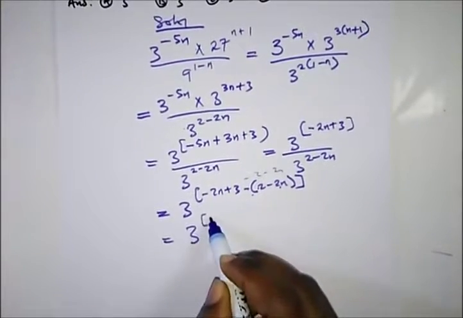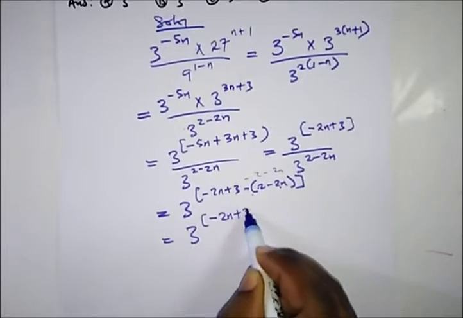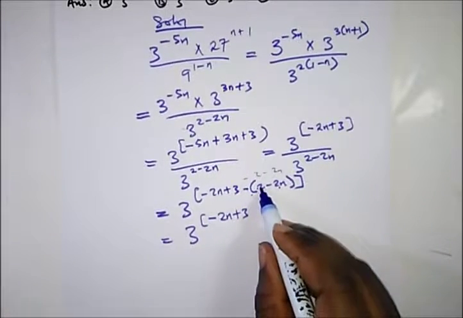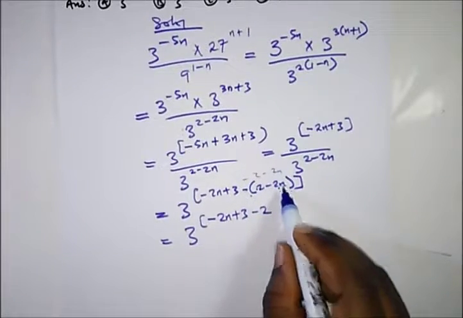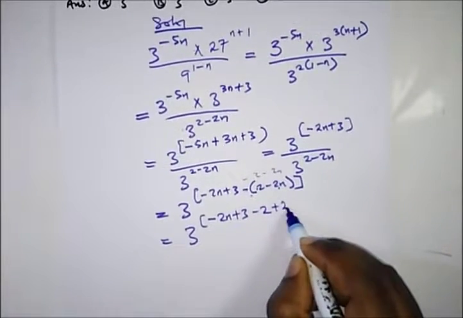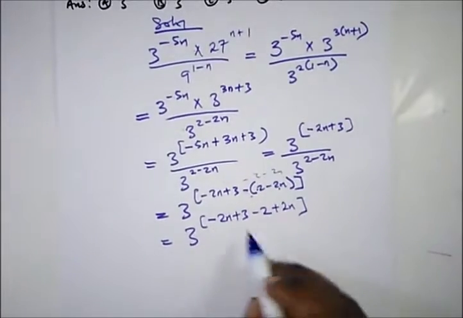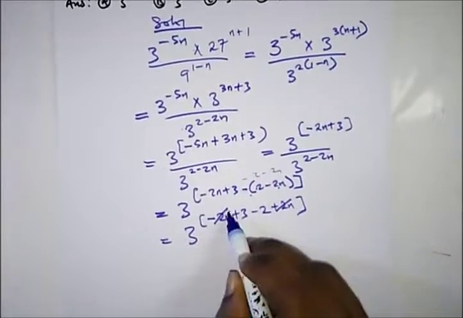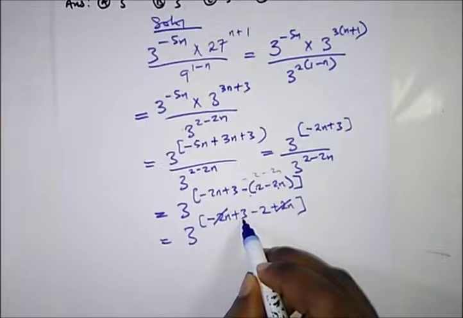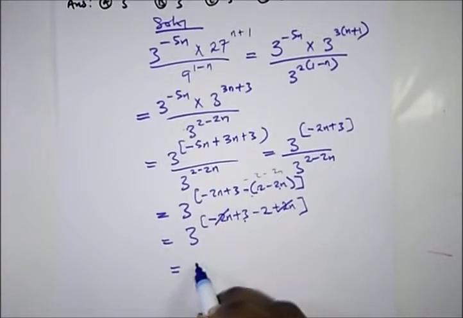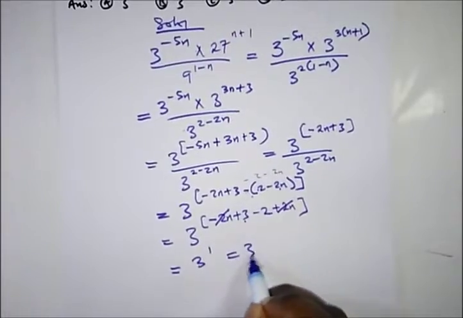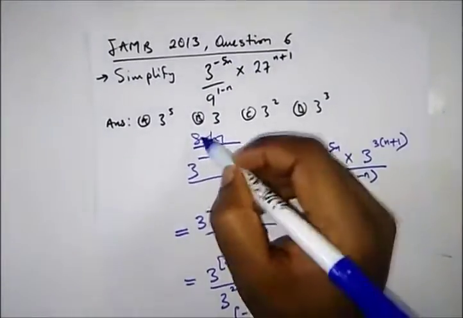3 bracket minus 2n plus 3, opening our bracket, minus times minus 2, that's minus 2, and minus times minus 2n will give us a plus 2n, right? So here, this will cancel this. Minus 2n plus 2n is 0, and plus 3 minus 2 is 1. So this is 3 raised to the power 1, which is equal to 3. And our right option here is option B.